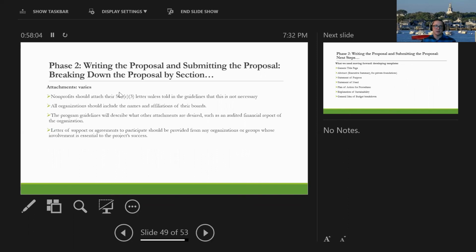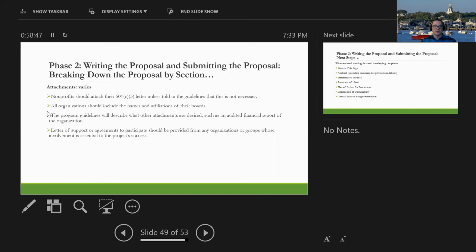Attachments, don't go crazy with attachments, especially in private. If they haven't asked for it, don't include it. They get bogged down with so many submittals that any extra stuff, they might just trash it. Nonprofits should attach their 501c3 letter unless told otherwise in the guidelines. I wouldn't attach that, it's not necessary unless asked for. That can be more of legalities in terms of making sure their money is going to an appropriate place and their back-end bookkeeping with that sort of stuff.